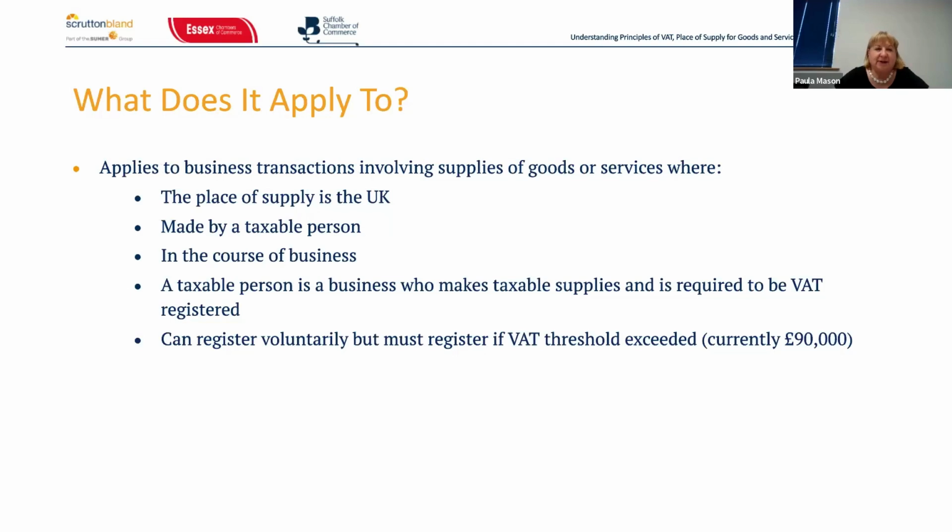So what does VAT apply to? It applies to business transactions involving supplies of goods or services where the place of the supplier is the UK and it is made by a taxable person in the course of their business. A taxable person is a business who makes taxable supplies and is required to be VAT registered.